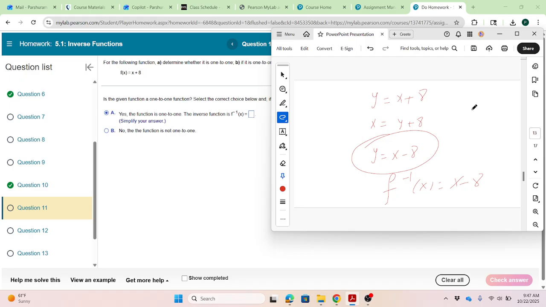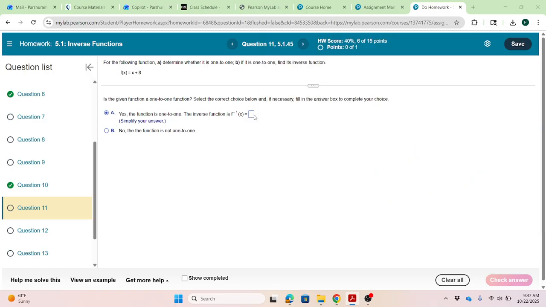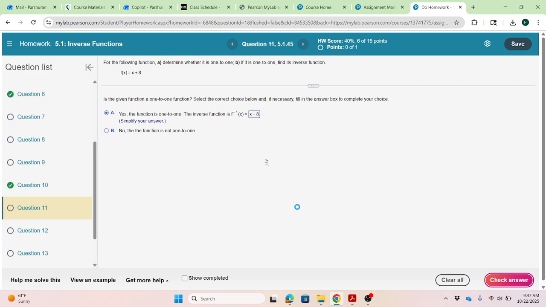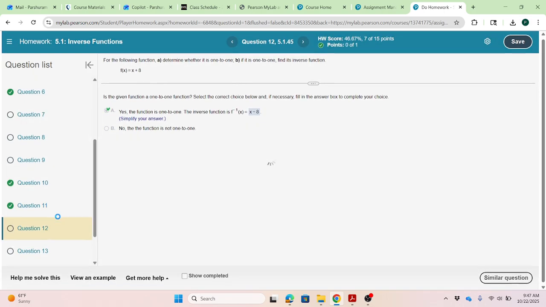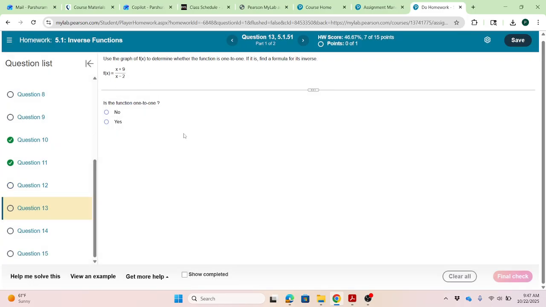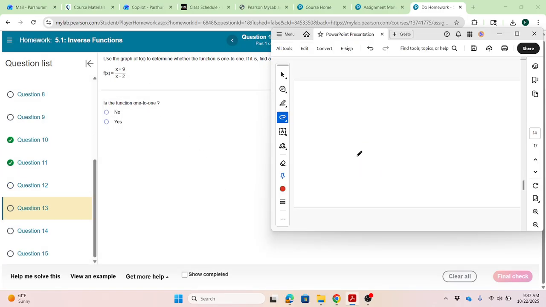So remember, it makes sense. In the original function, you're adding 8 to the input, and in the inverse, you are subtracting 8. You are going back. What about this? How do you find the inverse of this type of function? One more time, write down the function as y equals (x plus 9) divided by (x minus 2).